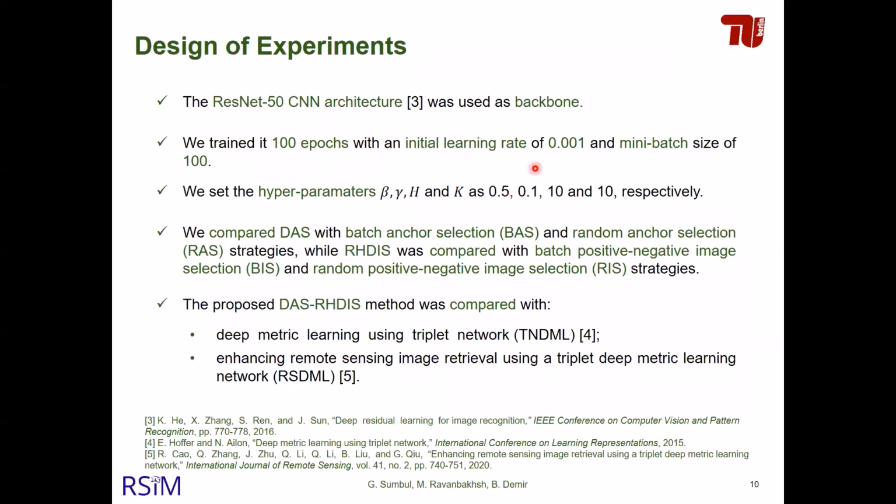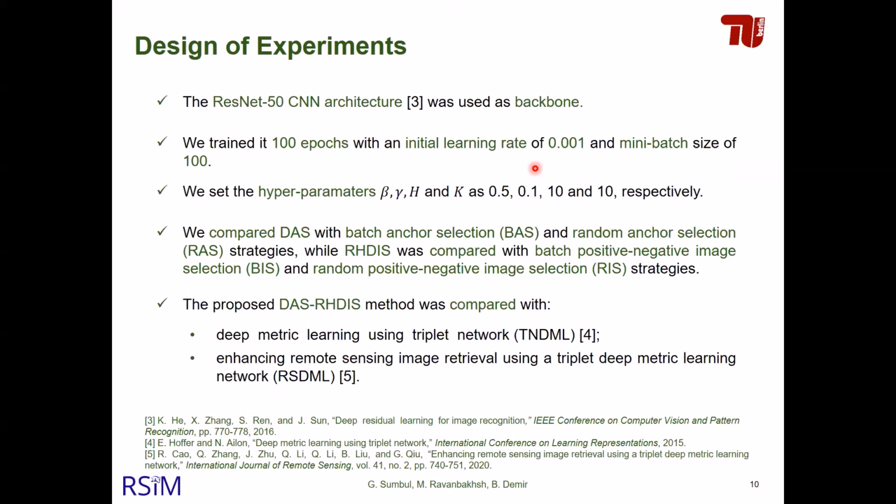For the backbone of the method, we used the ResNet 50 CNN architecture. You can also see the selected parameters in the slide. The number of anchors and positive and negative images are 10, which is 10% of the mini batch size. To analyze the effectiveness of each step, we compared diverse anchor selection with batch anchor selection that uses all the possible anchors and random anchor selection that randomly selects the anchors. We also compare our relevant, hard and diverse positive and negative image selection strategy with batch positive and negative image selection and random positive and negative image selection.